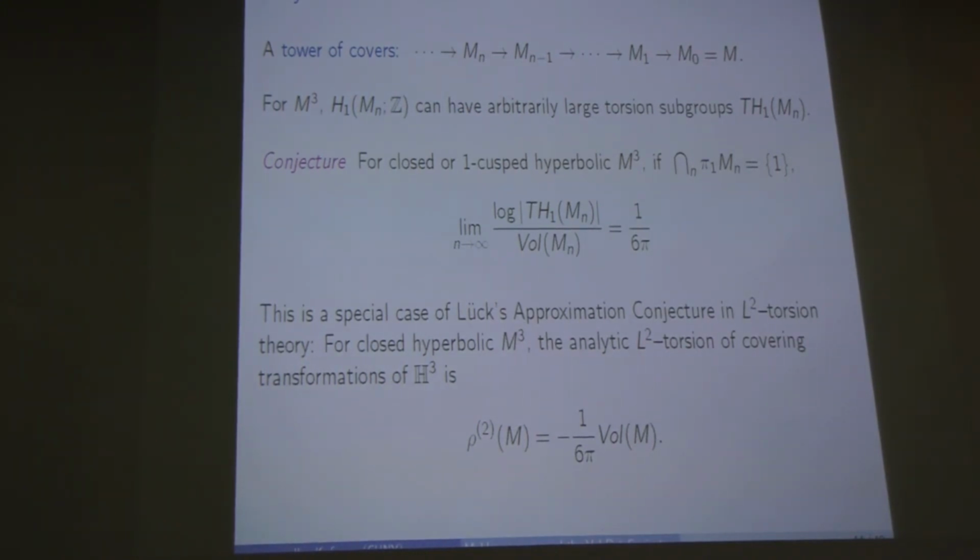And this is a special case of Wolfgang Lück's approximation conjecture in L2 torsion theory. And so for a closed hyperbolic three-manifold, the analytic L2 torsion of the covering transformations of H3 is exactly minus 1 over 6 pi times the volume. That's where that 6 pi comes in.